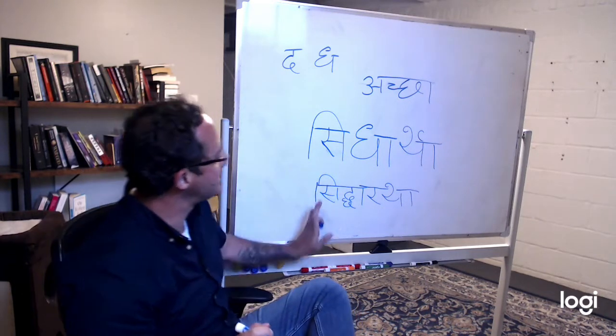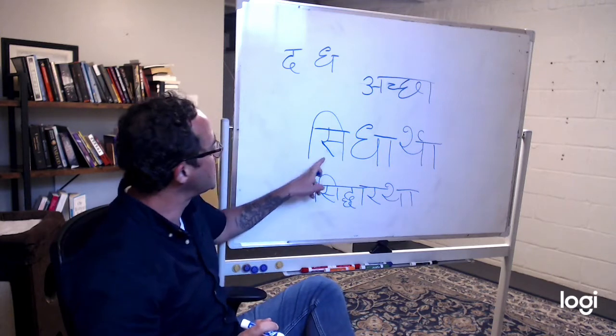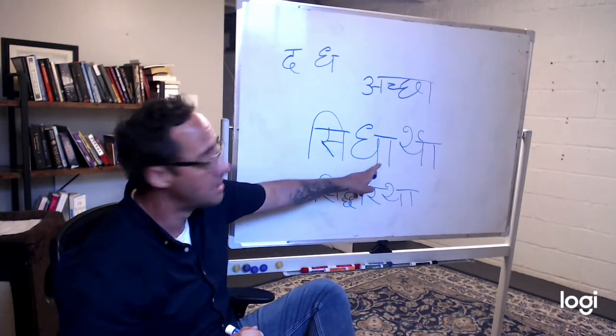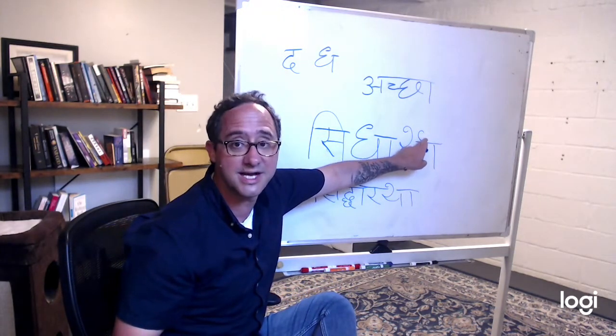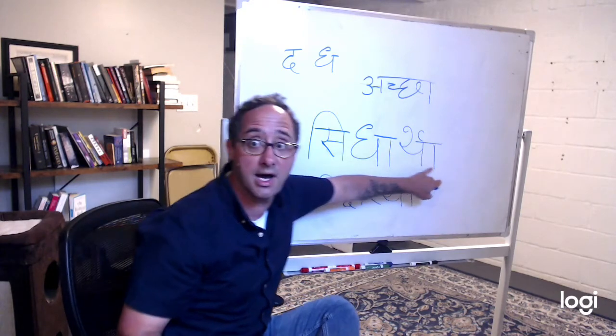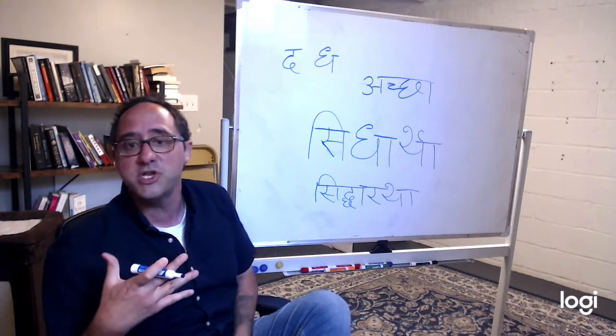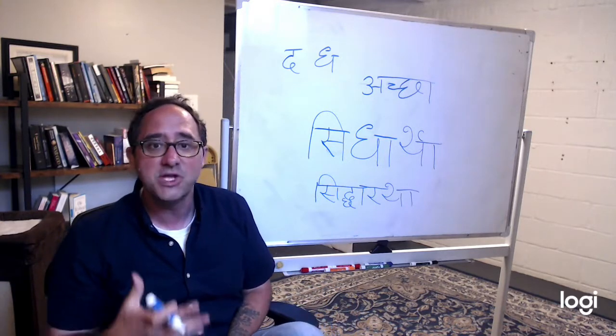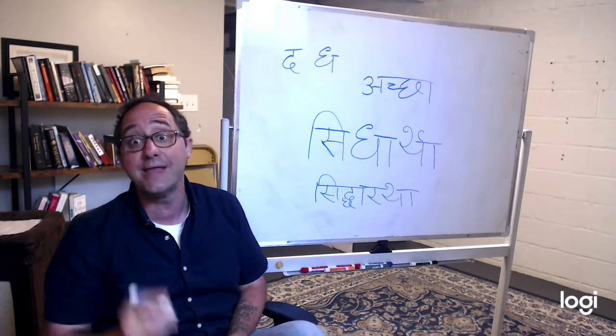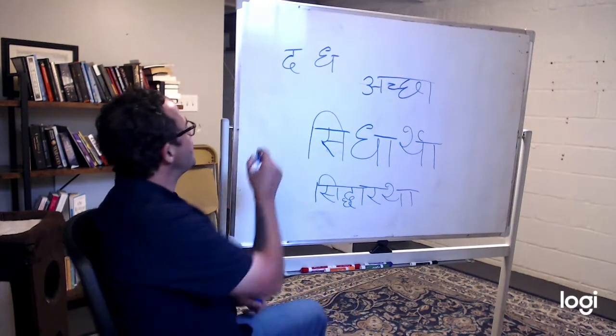Okay, it could be that it's doing the same thing here, but otherwise it would be sit, tar, ta. The R is actually up here when it's connected. Ta. See how the da and ta are there. Now, when you read Siddhartha, you would actually know how to say it right.